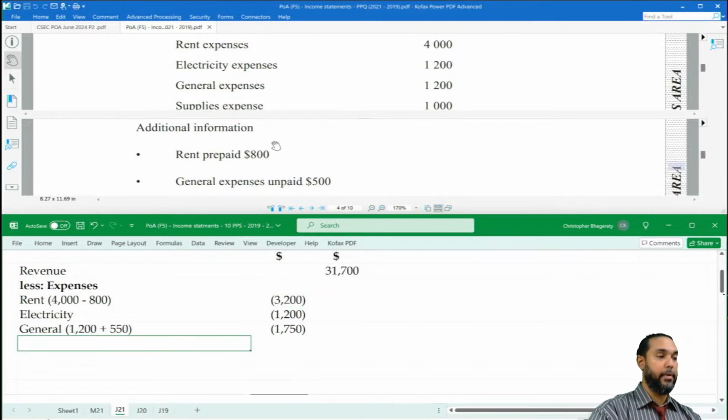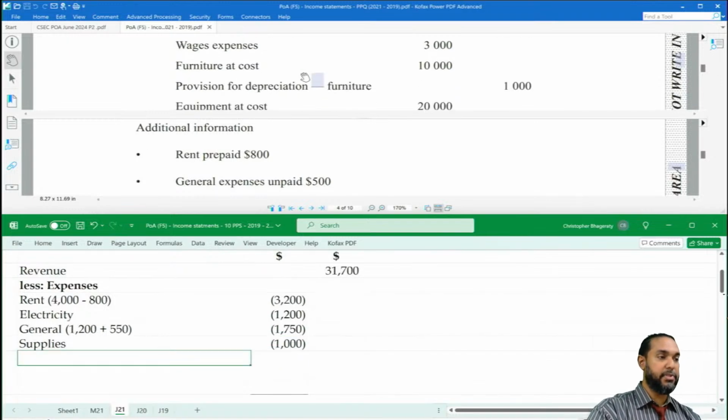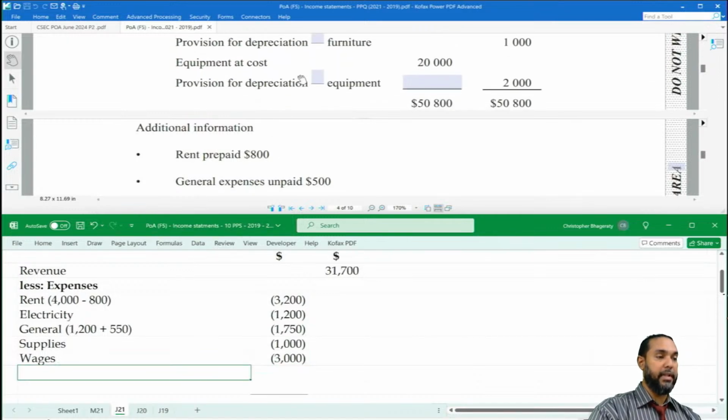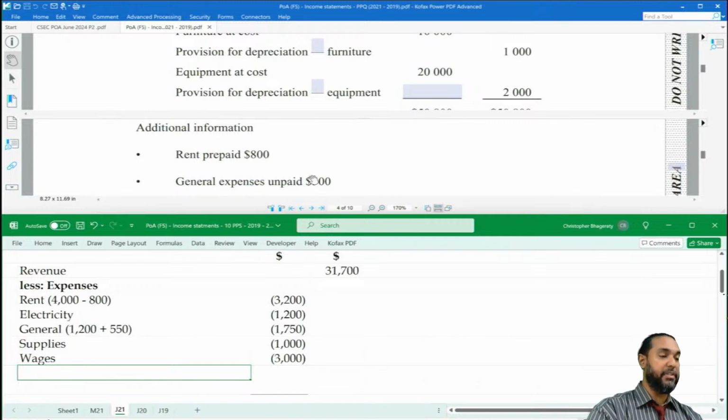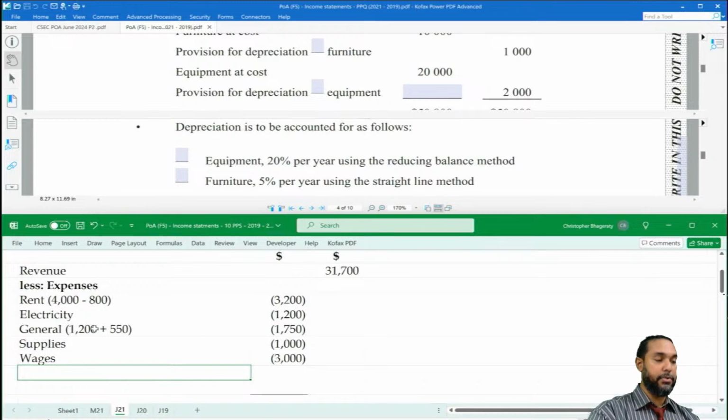Next, supplies. Receipts, no. Wages, no. Wages was... and then they have just the two assets that are subject to depreciation. So depreciation is to be accounted for as follows. We'll do the straight line method first, so that's all the furniture.